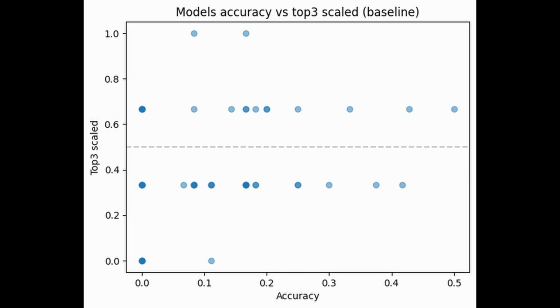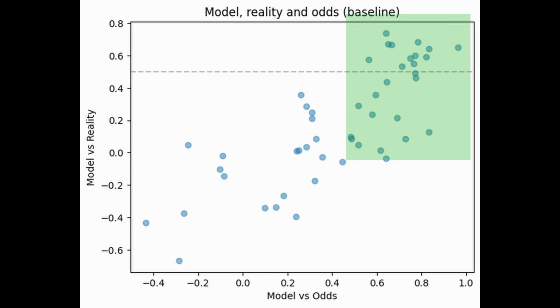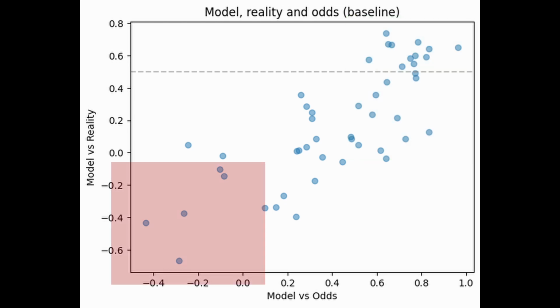Second, the scatter plots show that the model's best behavior appears in races where its ranking is reasonably consistent both with reality and with the odds. When the model's understanding of the race collapses, performance drops across all metrics.